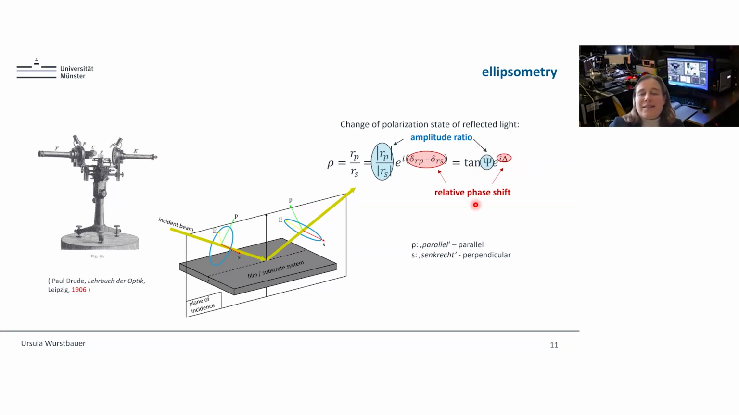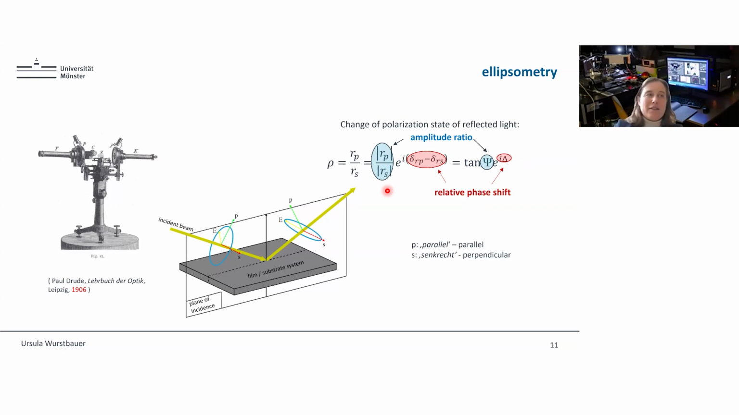And just as a side note, P stands for parallel and S for perpendicular, meaning senkrecht, the German word, polarized light. The S always confuses me because I never think about a German word entering the international language here. But P for parallel, S for perpendicular.